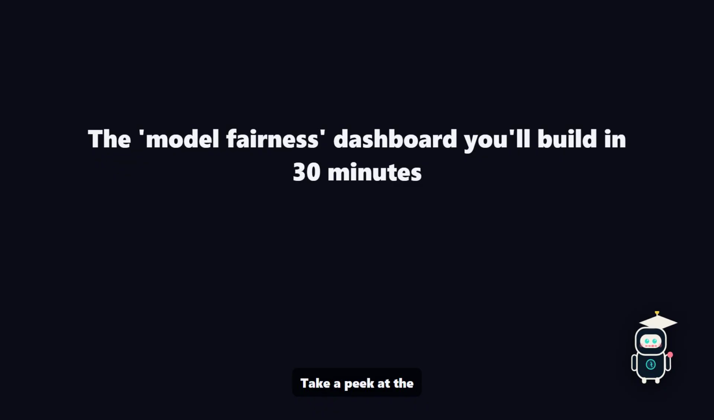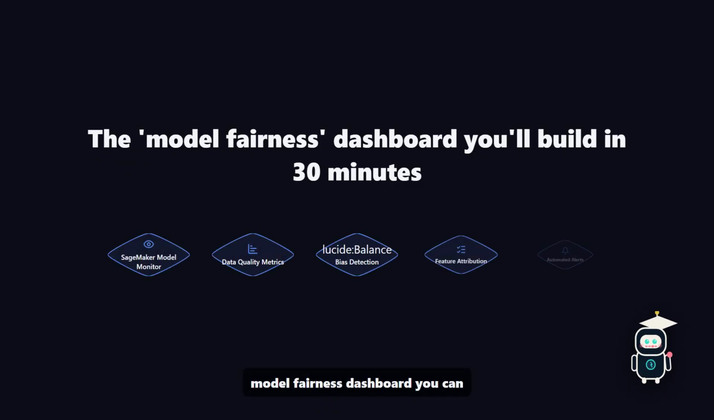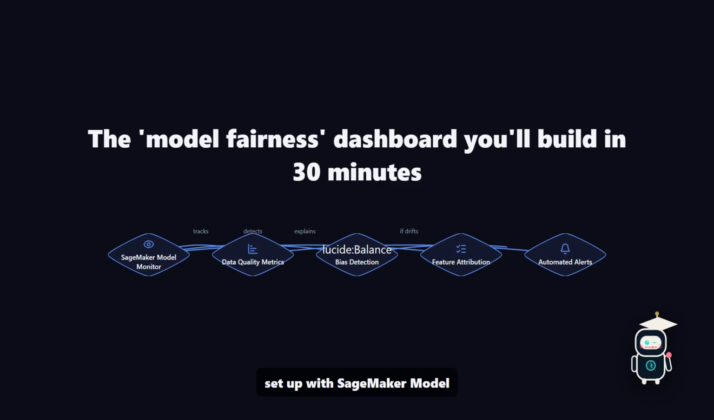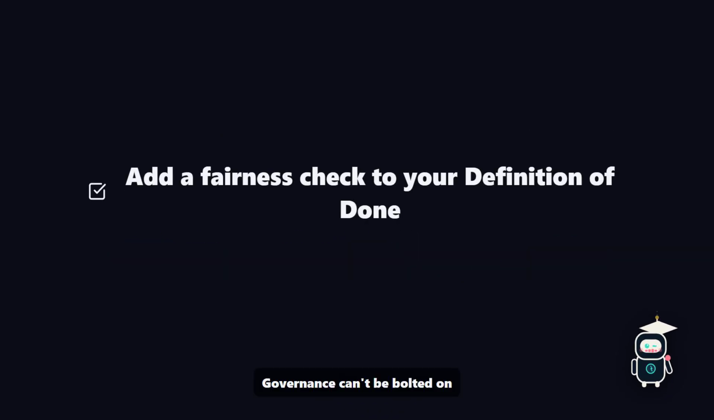Take a peek at the Model Fairness dashboard you can set up with SageMaker Model Monitor. With pre-built metrics for data quality, bias detection, and feature attribution, you'll see how easy it is to track model trust over time. You can configure automatic alerts if any key metric slips, giving you hands-on experience with responsible AI monitoring. Governance can't be bolted on later.